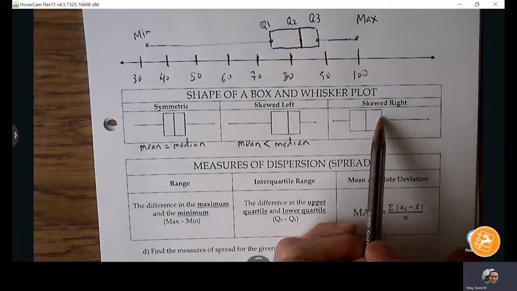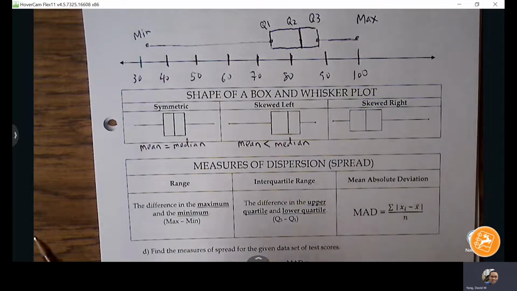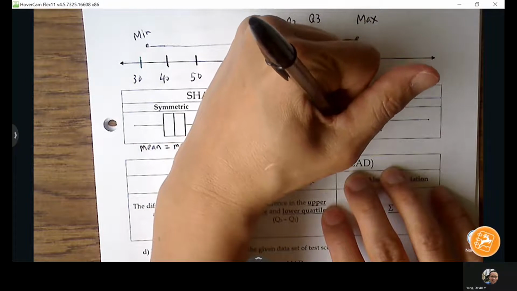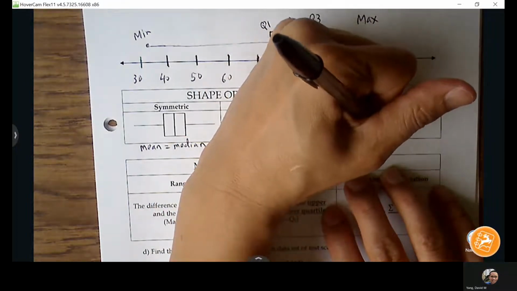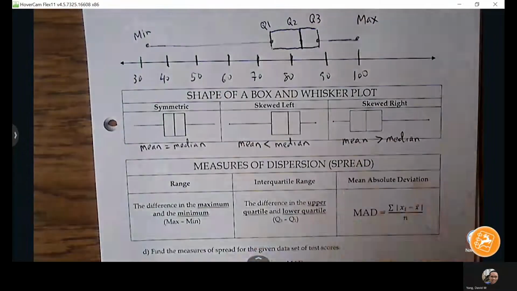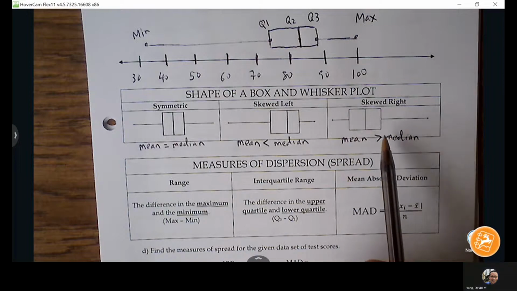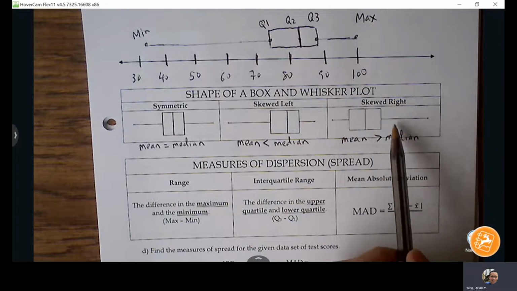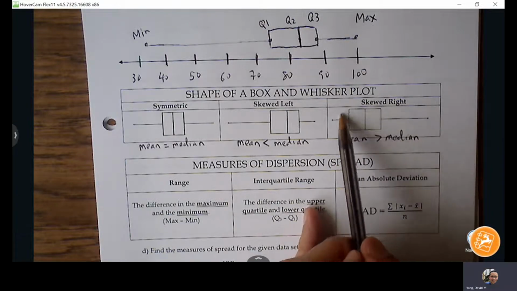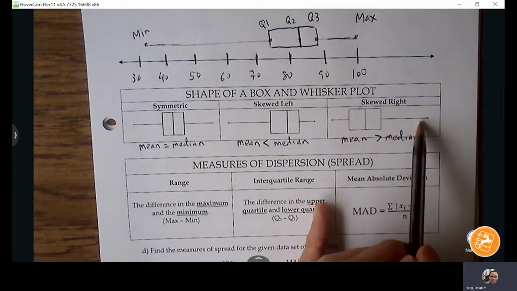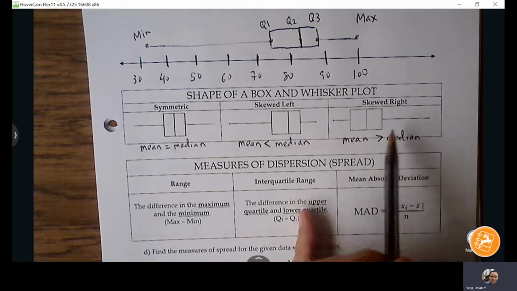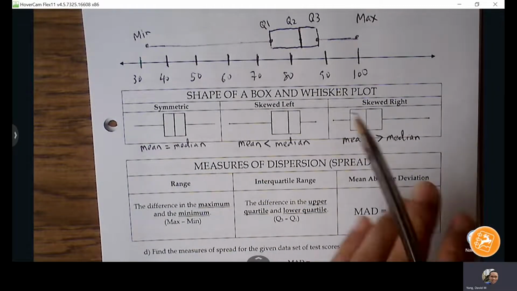Skewed right is where the whisker is longer on the right side, and this is where your mean is greater than your median. Your average is more than the middle number. That just means that most of the data is here, but then you have one or two people who are scoring much higher than the average of the students.